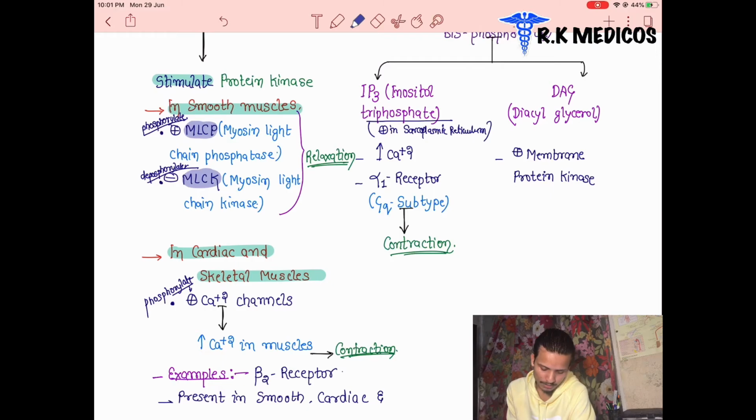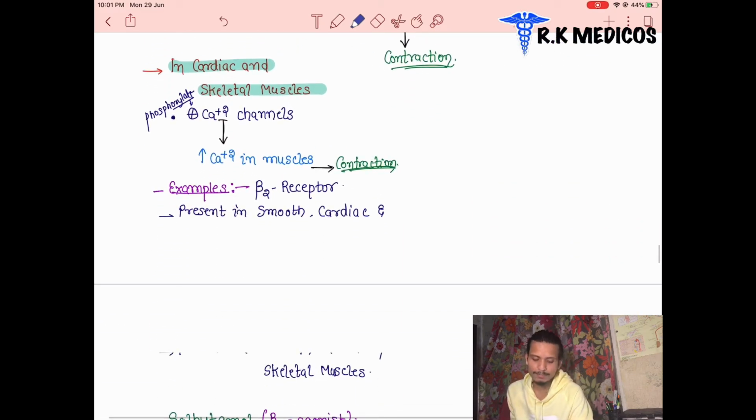In smooth muscles, what are the enzymes stimulated? They are MLCP and MLCK. Myosin light chain phosphatase enzyme gets phosphorylated. Phosphorylated means something gets converted into a new form. And the next one is MLCK, myosin light chain kinase. One is kinase and another one is phosphatase. Both these enzymes are phosphorylated by the protein kinase A in the smooth muscles.